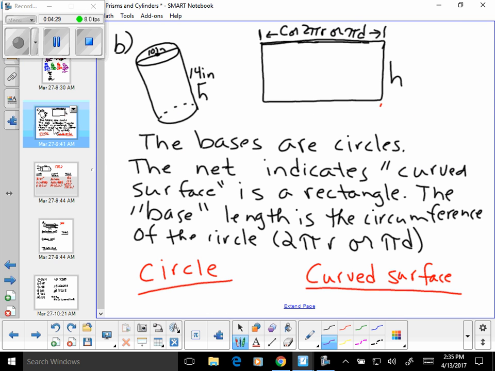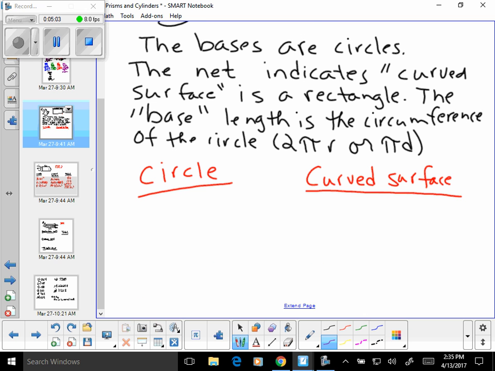Now, for a cylinder, you have to understand that you have 2 circles, and then we have that kind of soup label, and that one is going to be what we call the curved surface. That's why you have a curved surface on your flashcards. The base length is really the circumference of the circle, which is why we're using 2 pi r or 2 pi d depending upon the circle they give us.